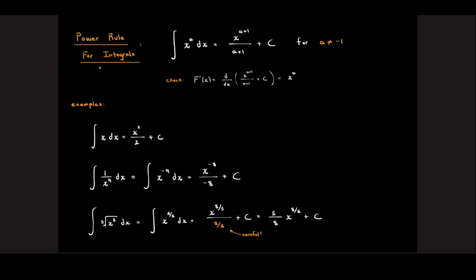The first thing that we're going to do is reverse the power rule for derivatives. So here is the power rule for integrals. Let's say you want to find the antiderivative of a power function. It turns out that the general rule is add 1 to the exponent and then divide by the new exponent, and then plus c to get the entire family of antiderivatives.